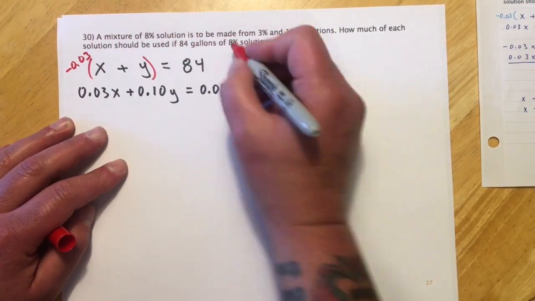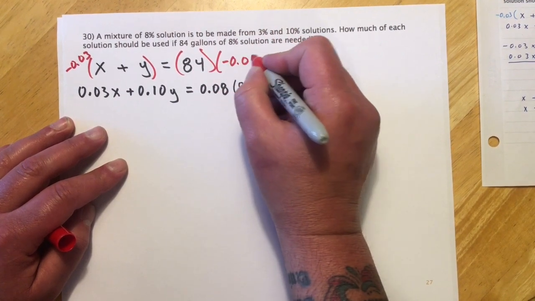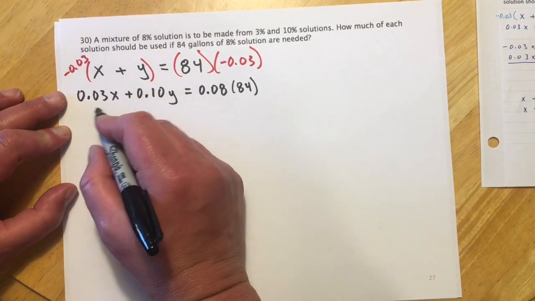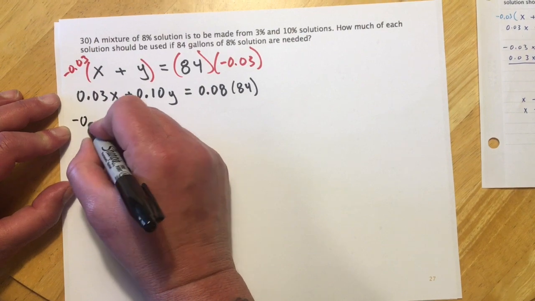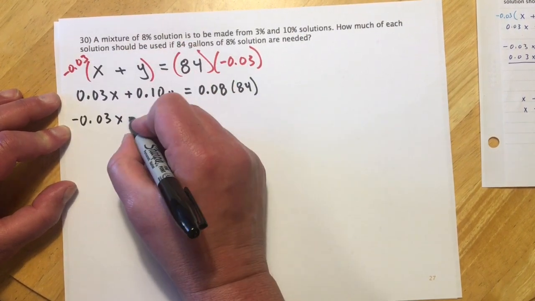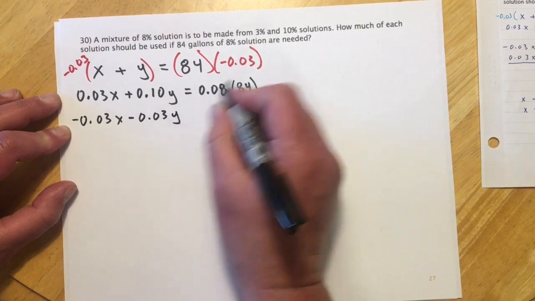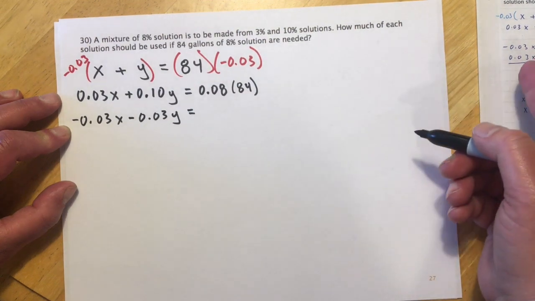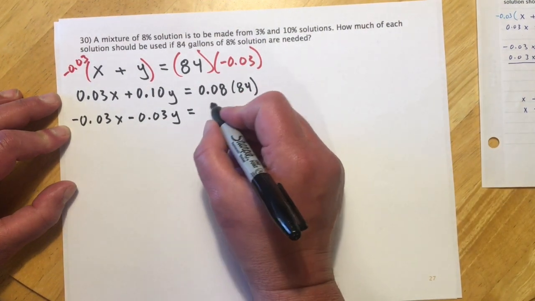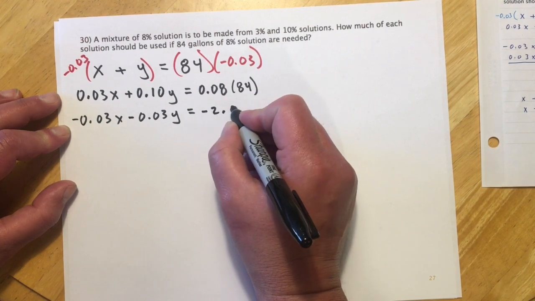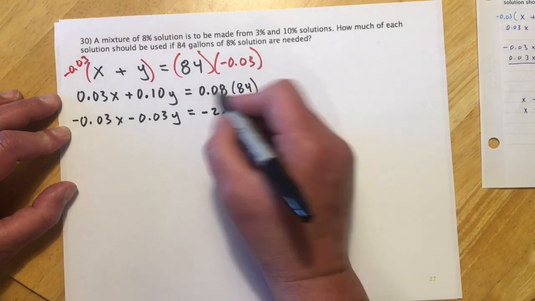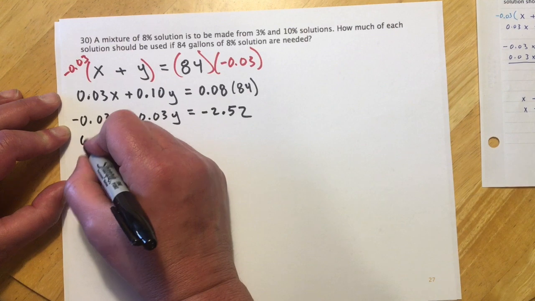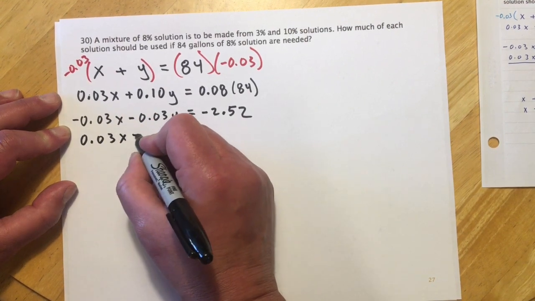So then I will do negative 0.03 on both sides. And so I'm just going to write that underneath this time. So this is going to be negative 0.03x. Same thing here, negative 0.03y. And multiplying those, I get, what is that? That is negative 2.52. And actually, I do need to rewrite this. Because I need to do that little multiply. So here's this one underneath it. Let's try to be lazy. It didn't work out.